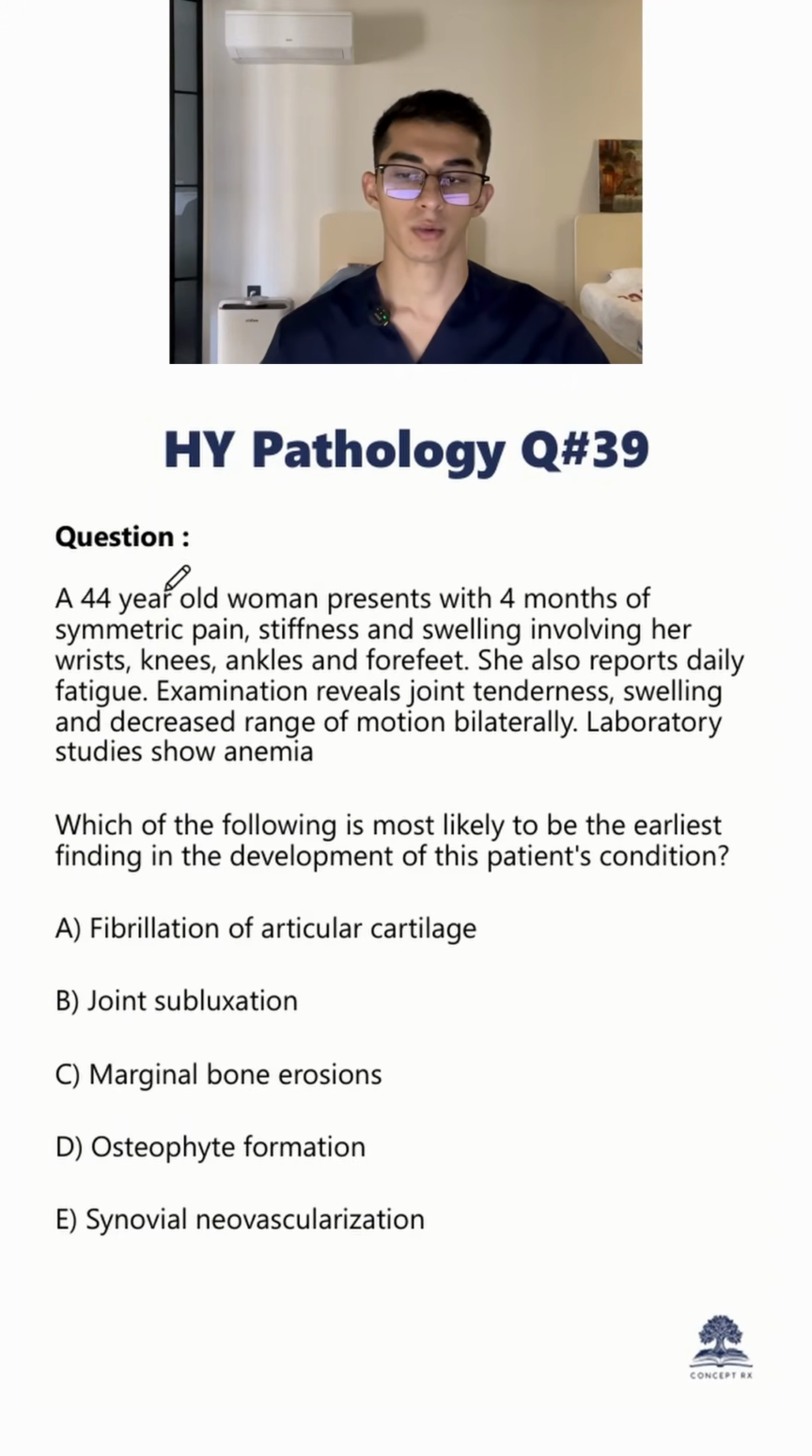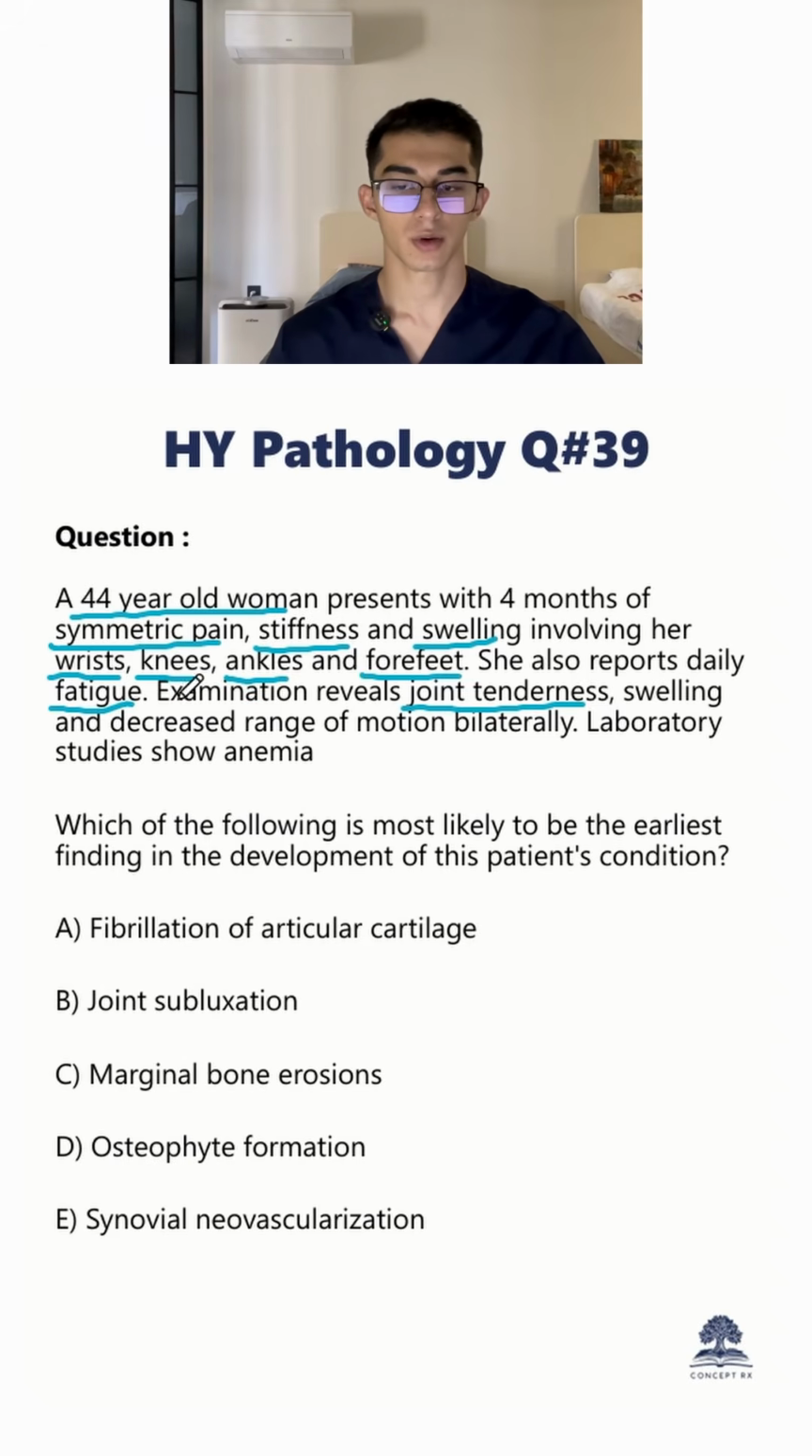We have a 44-year-old woman who presents with 4 months of symmetric pain, stiffness and swelling, which is involving her wrists, knees, ankles, and the forefeet. She also reports daily fatigue. Examination reveals joint tenderness, swelling and decreased range of motion bilaterally. Laboratory studies show anemia.